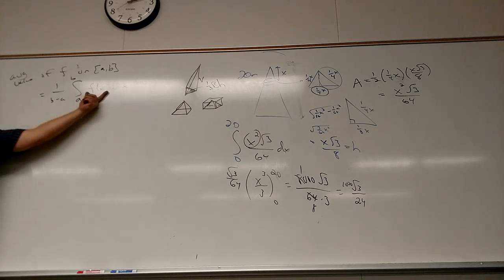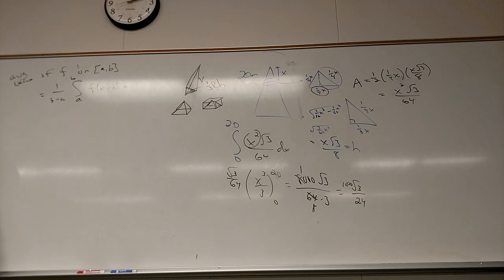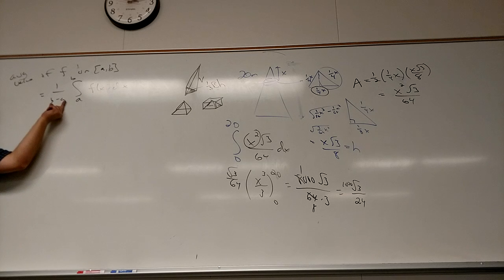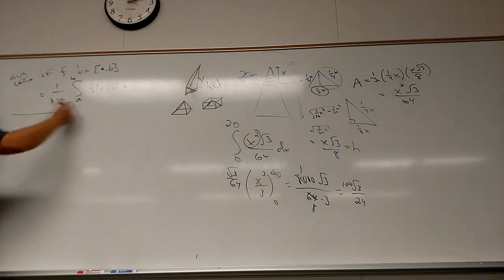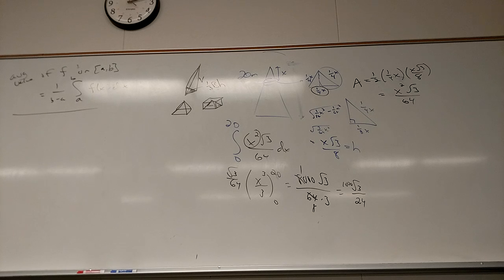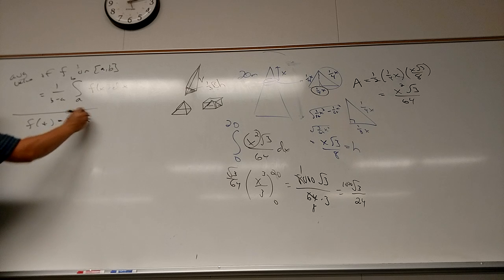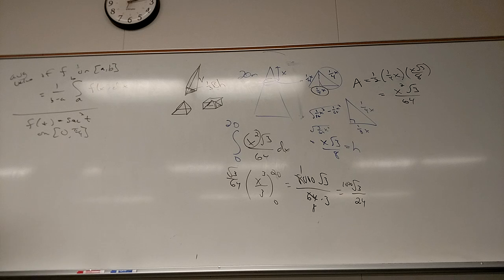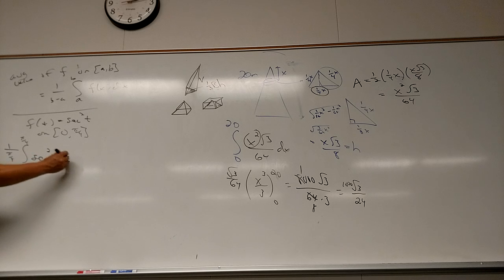This really is add them all up, divide by how many there are. That's how you always find the average, right? Add them all up, divide by how many there are. So for this problem, it says average value of secant squared t on 0 to pi over 4. So you're going to integrate 0 to pi over 4, and you're going to do 1 over pi over 4 minus 0. You're just going to do that.